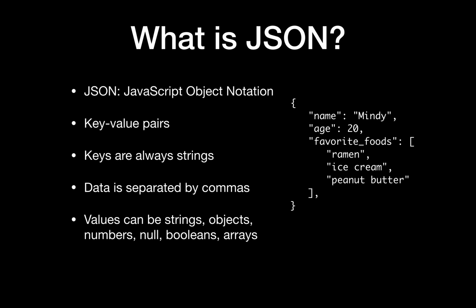So, for example, objects in JSON are denoted by the curly braces. So the example JSON on the right says, name is a key, and the value is Mindy, which is a string. Age is a key which maps to a value of 20, which is an int. Favorite foods maps to an array of strings, which is ramen, ice cream, and peanut butter. And then the whole thing is one JSON object because it's wrapped in the curly braces. Does anyone have any questions about JSON?